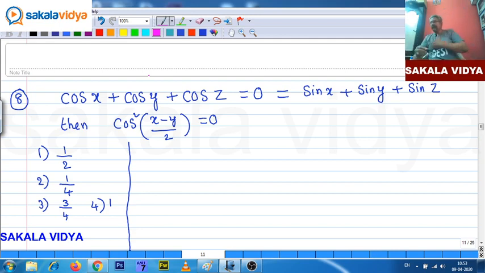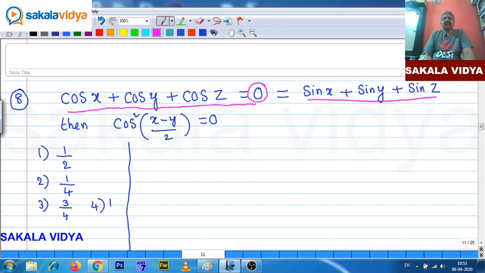Okay, so now let us come to the next problem. Now we have cos x plus cos y plus cos z is equal to 0, and even sin x plus sin y plus sin z is also 0. Then we need to find out cos square of (x minus y) by 2.